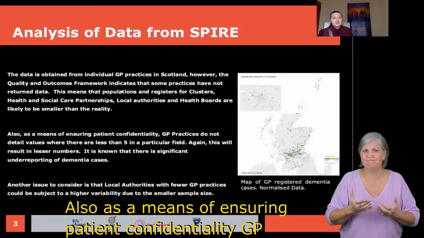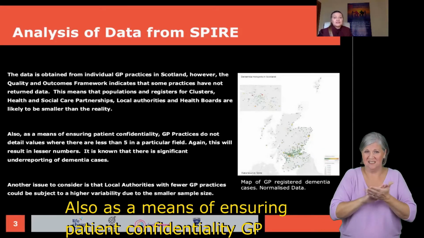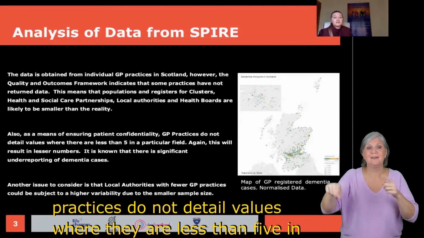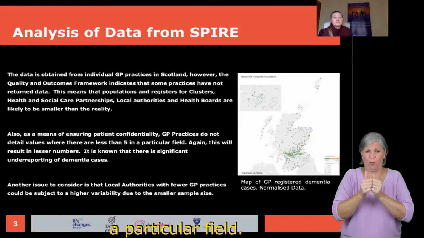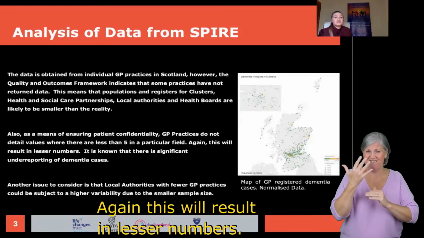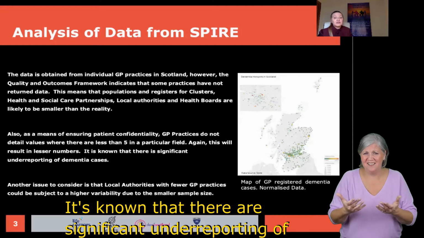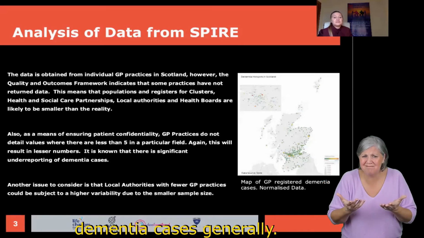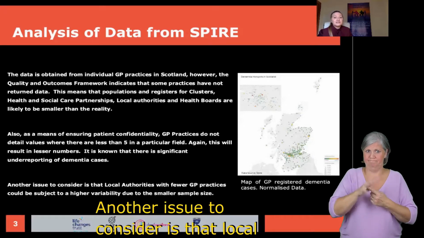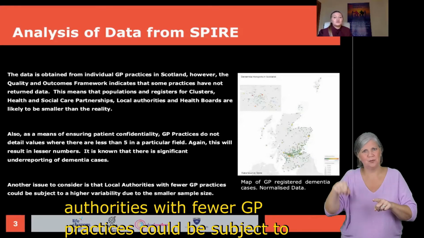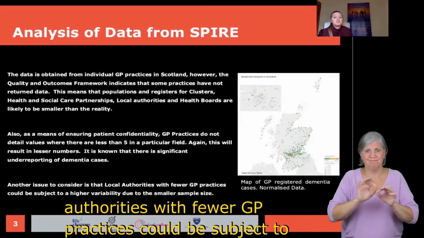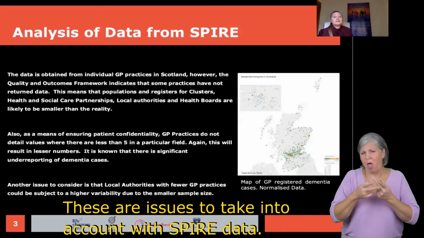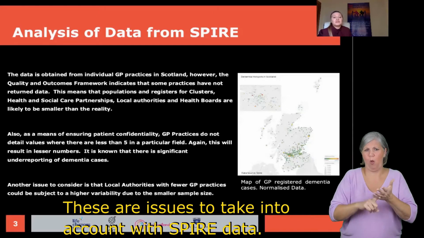Also, as a means of ensuring patient confidentiality, GP practices do not detail values where there are less than 5 in a particular field. Again, this will result in lesser numbers. It's known that there is significant underreporting of dementia cases generally. Another issue to consider is that local authorities with fewer GP practices could be subject to higher variability due to the smaller sample size. These are issues to take into account with Spire data.